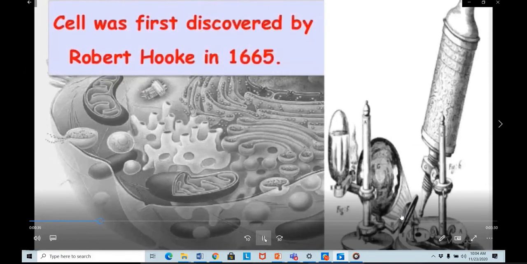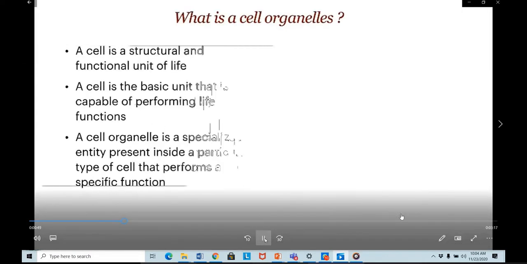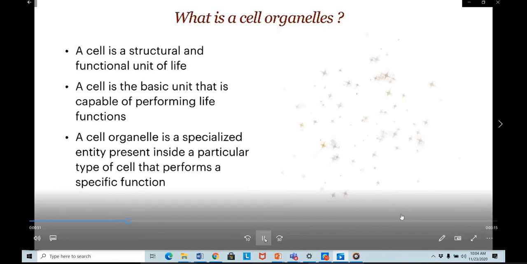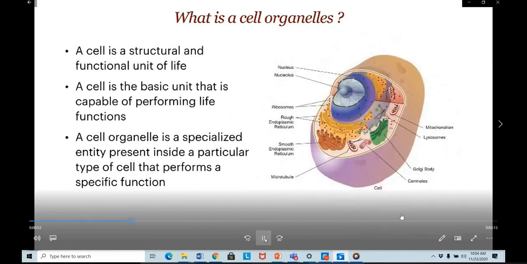The cell was first discovered by the scientist Robert Hooke in 1665. He was the first scientist who knew about cells and discovered the cell in 1665. What is a cell? It is the structural and functional unit of life. It is the basic unit that is capable of performing the functions of life.